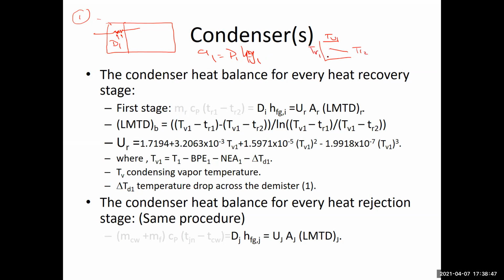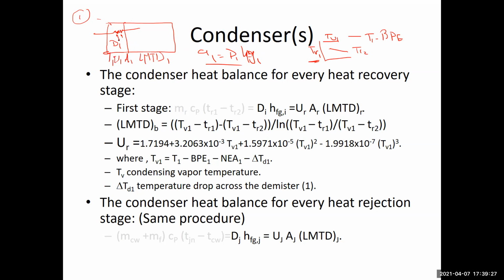Then you can calculate the log mean temperature difference. The difference between TR1 and TR2 is basically the delta T, which is known, and we know how to calculate TR1, so we can simply get these values here. TV1 is T1 minus boiling point elevation. Knowing the value of T1, we can get the value of TV1 right away. Then we can get the area here because Q1, which is given by this, is equal to the overall heat transfer coefficient in stage number 1 into the area of stage number 1 into U1. So that is going to make Q1.